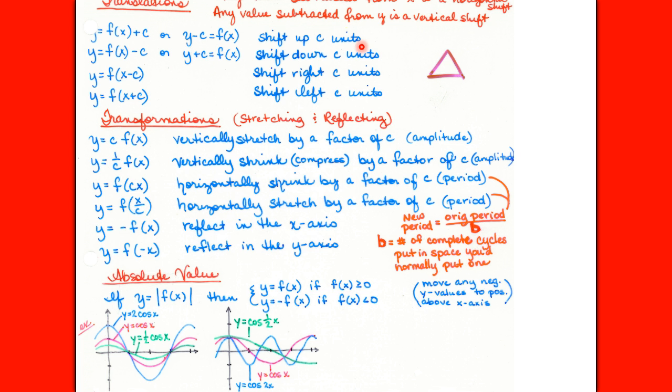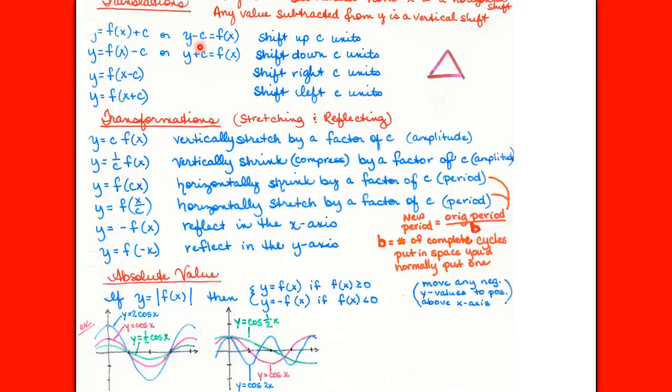All right, here's another way of thinking of that. That plus c is not attached to the x, so it can be moved to the other side. So if I subtract it over to the other side, then I can see that c is being subtracted from y. Any value subtracted from y is a vertical shift. So that would be a vertical shift of a positive c. Positive is up, negative is down. So that would be a shift of c units up.